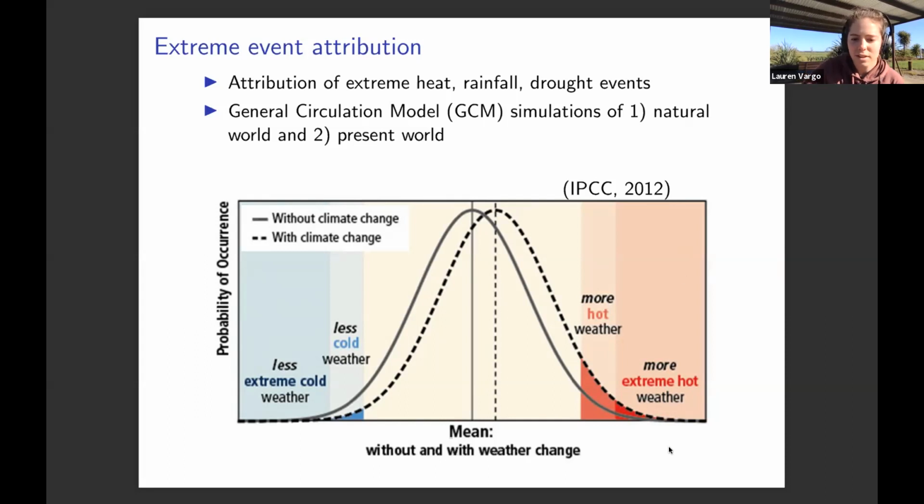Here's a theoretical plot that shows results like this. This plot is looking at temperature distributions without climate change in the solid line and with climate change in the dashed line. And what's key is that with climate change, we see more extreme weather and more hot weather. And so I wanted to try and apply this method, but to glacier mass loss.